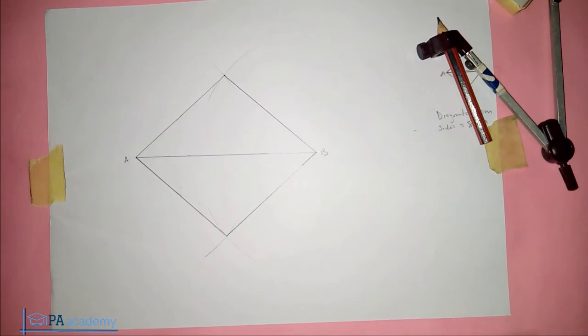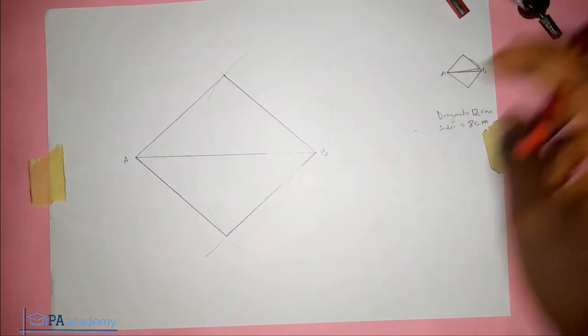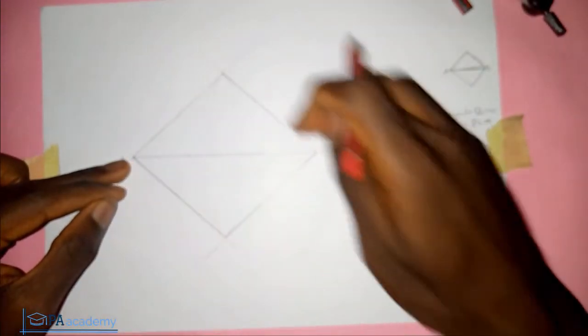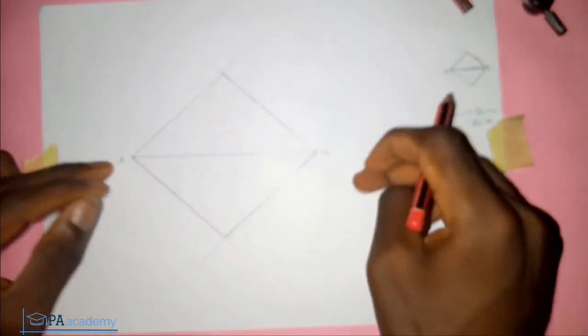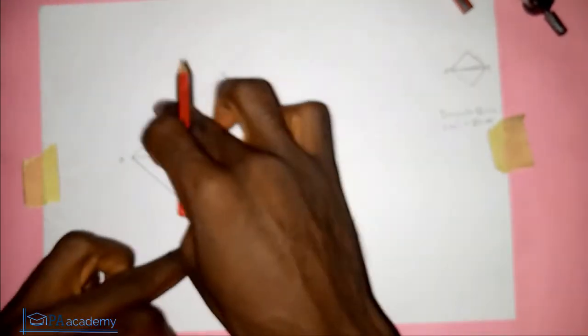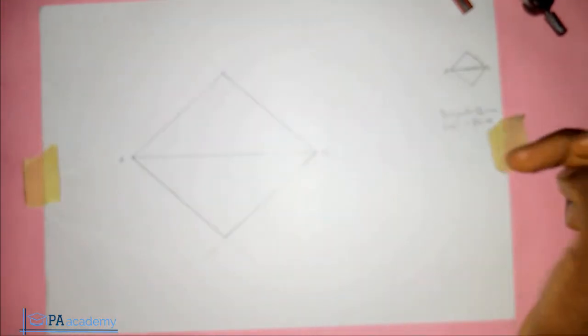So that is it. This is how you construct a rhombus when you are given the length of the diagonal and the length of the side. Don't forget all the sides are equal. That's 8 centimeters. So this is how you go about it.